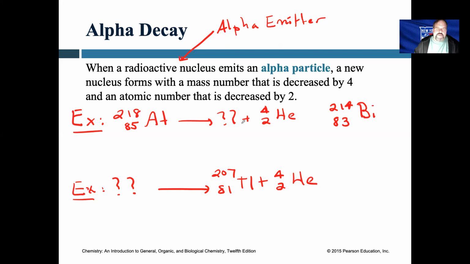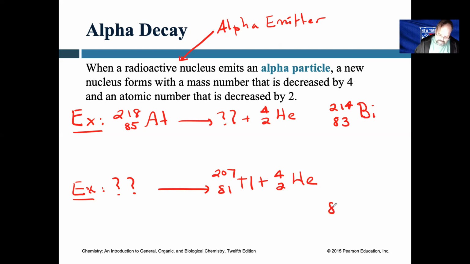And in this case, you recognize that you're looking for an element because you have to recognize that 4 2 He is the atomic symbol we use for an alpha particle. Let's take a look at the second example on the slide. Here we want to figure out what undergoes alpha decay to give us Tl with a mass number of 207 and an alpha particle. So what would be the atomic number of our mystery substance? Well, 81 plus 2 is going to give us 83.